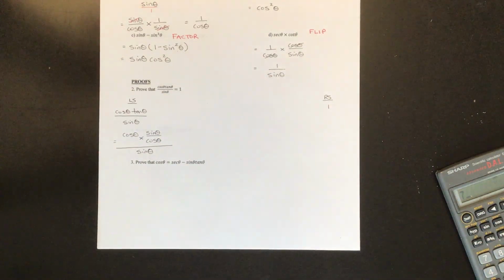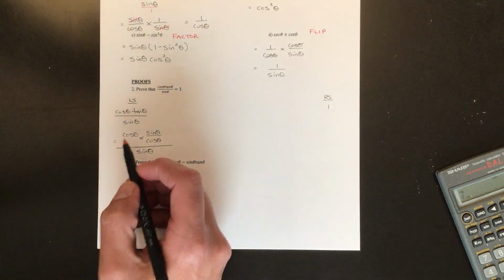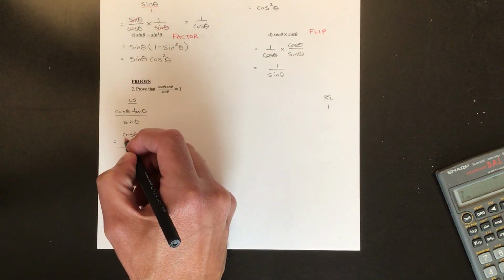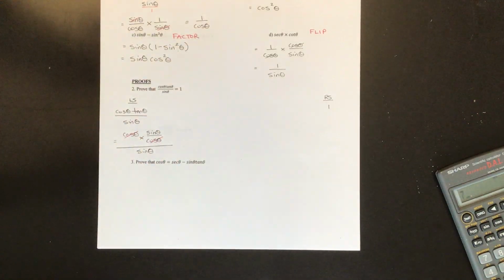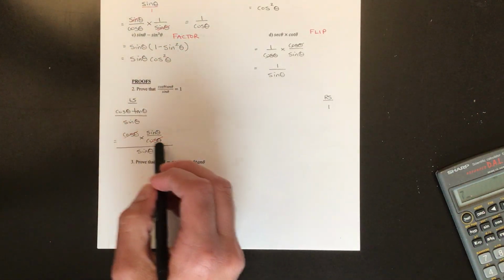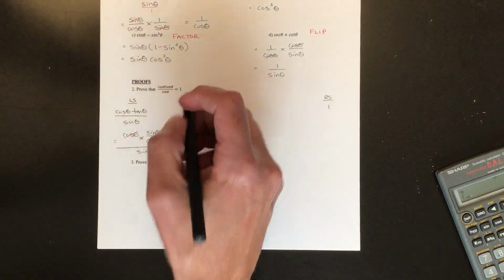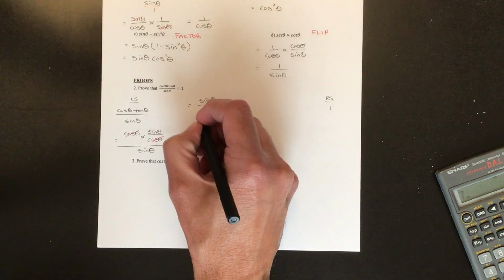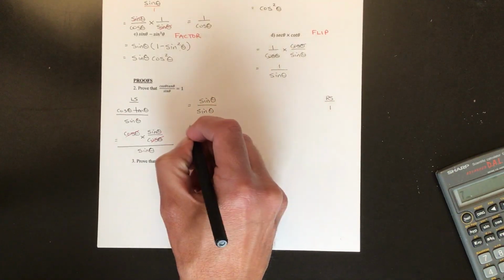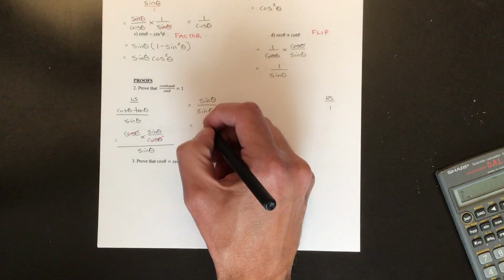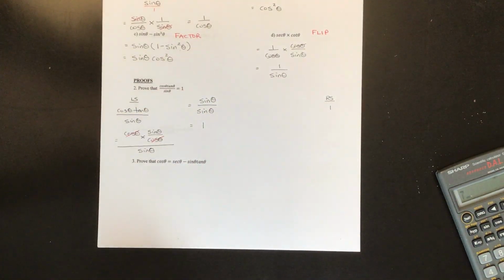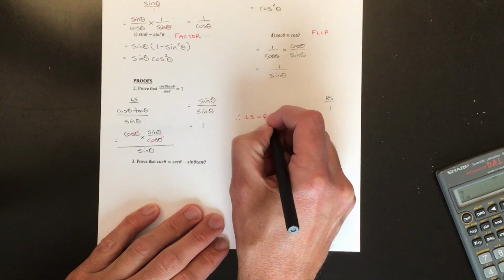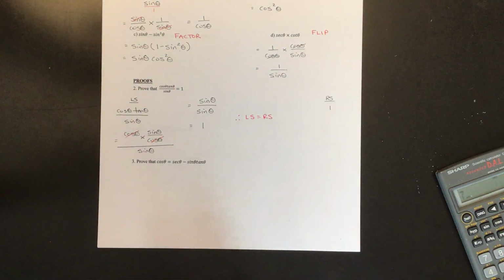So once it's written like that, I know that I can simplify this because I have a cos on top with a cos on the bottom of that fraction. So those coses can divide out, and I'm left with sine in my numerator and sine in my denominator. And sine divided by sine is 1. So we can say, therefore, left side equals right side, and we've proven that identity.